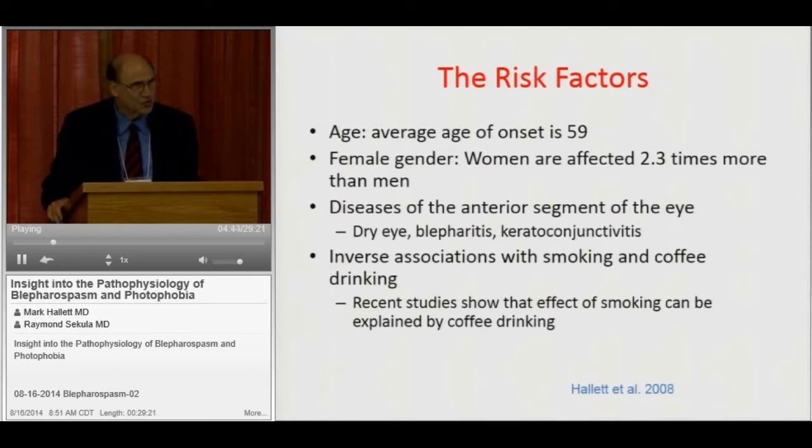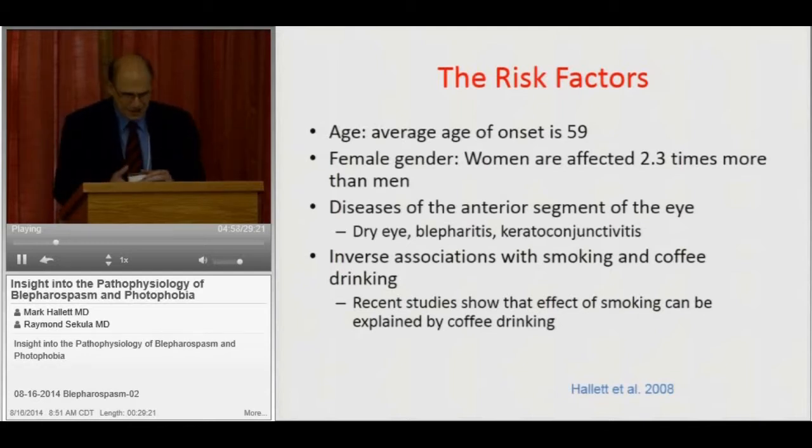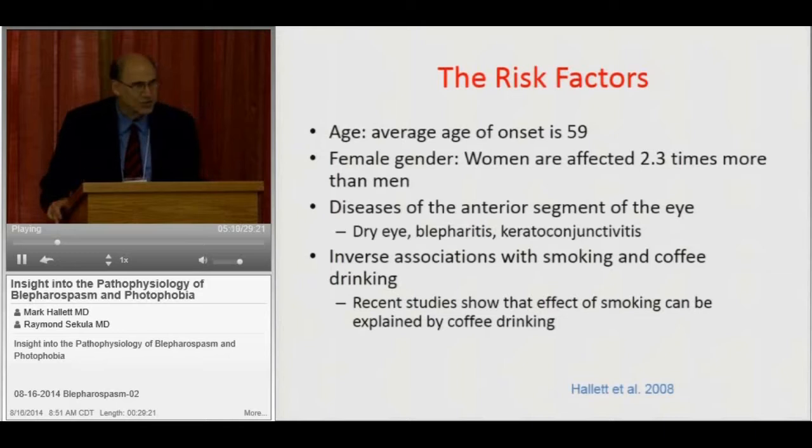It's the case also that disorders of the anterior segment of the eye, such as dry eye and blepharitis, are relatively common. So there may be a factor of that which is relevant in the etiology. And then there's this interesting inverse association with smoking and coffee drinking, although the effect of smoking can be explained largely by coffee drinking. And what that means is that people that drink more coffee are less likely to develop blepharospasm.